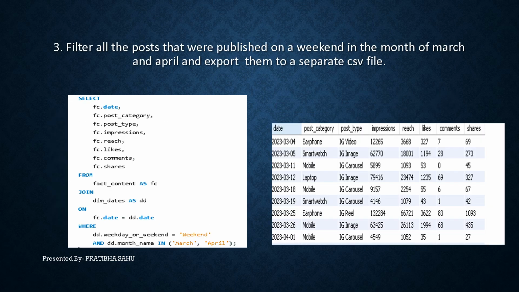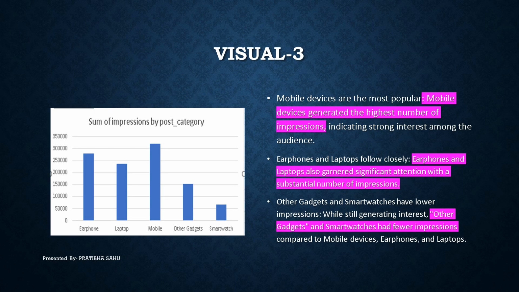The third question is filter all the posts that were published on a weekend in the month of March and April and export them to a separate CSV file. So in this visual we can see mobile devices generated the highest number of impressions, followed by earphones and laptops, and other gadgets and smart watches had fewer impressions.